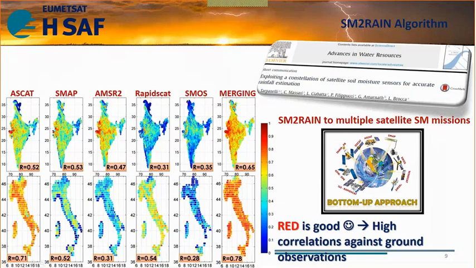And where you see red, that means that the product is characterized by a high accuracy compared to the ground observation. In this case, we can see that the merged product provides the best performance over the two different study areas.